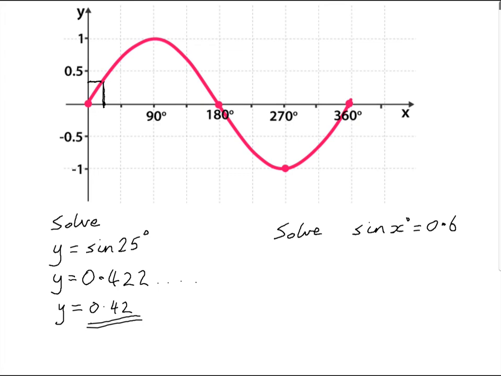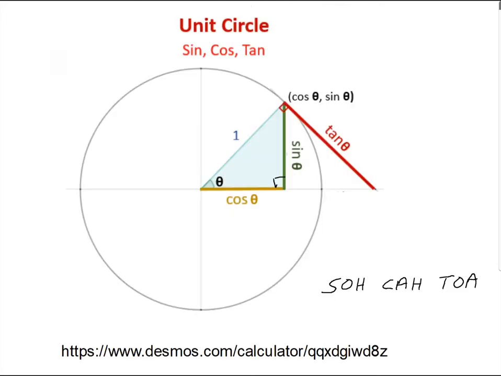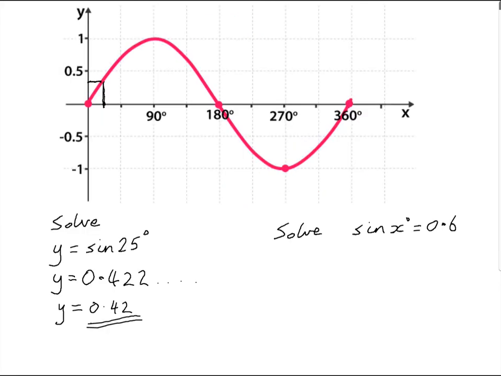Okay, the next one. This one's a little bit trickier. It's asking us, solve sine of x degrees is equal to 0.6. Now what that means is, what value of x degrees will give us 0.6? So going back to our circle, if it's asking us what value of theta or x will make this green line here 0.6, that's what we're being asked. So we do similar to what we've done before.